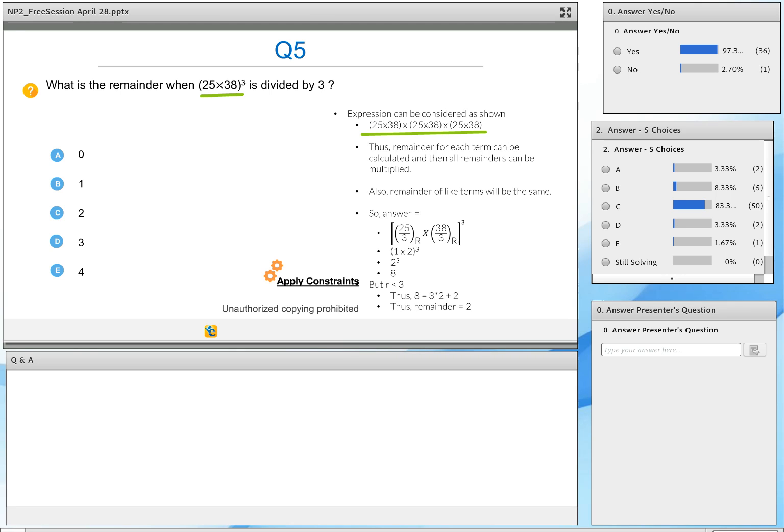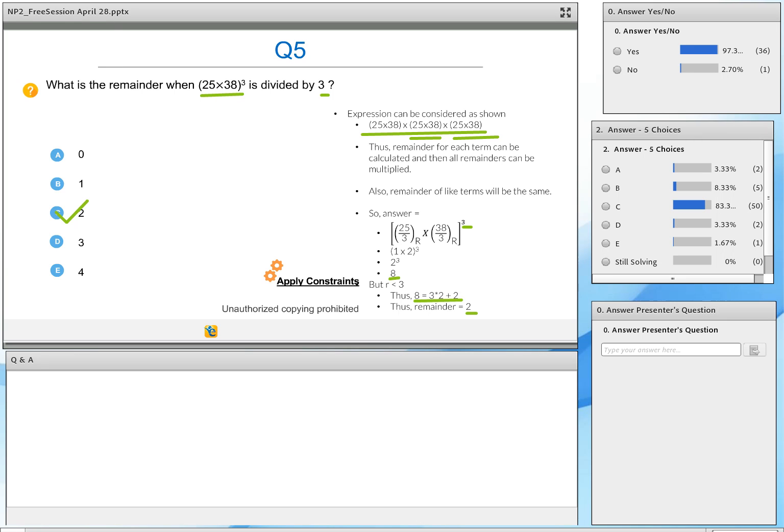Okay. So basically all I'm doing over here is I can calculate the remainder for 25, calculate the remainder for 38, multiply the two, and then raise the whole thing to the power 3. Why? Because you have 3 like terms over here. So what I get is 1 times 2 raised to the power 3, which is equal to 2 cube, which is equal to 8. But my divisor is 3, so the remainder has to be less than 3. So I process this 8 further, and then I get remainder as 2. So that's the correct answer.